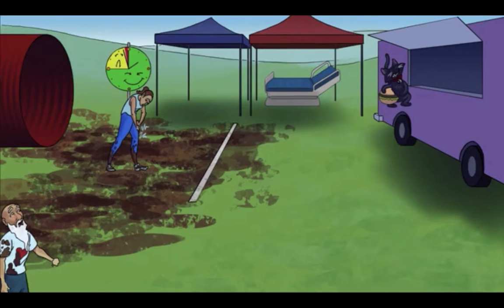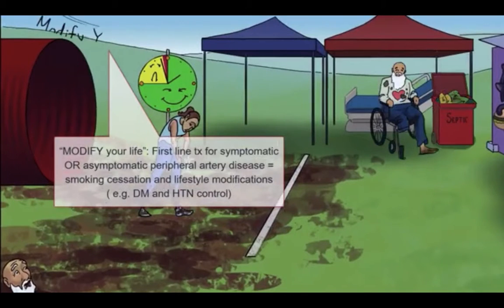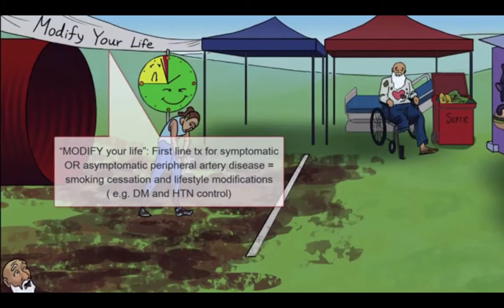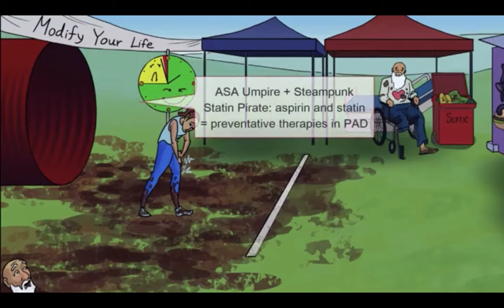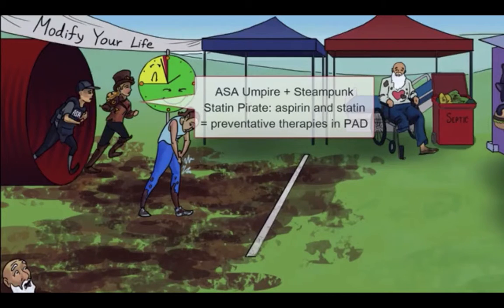What's next? Well, recall that the presence of peripheral artery disease, whether symptomatic or asymptomatic, is a risk factor for other cardiovascular disease. These patients are at greater risk of MI and stroke, and are in need of aggressive risk factor modification. That brings us to our first line of therapy for peripheral artery disease in symptomatic or asymptomatic patients: risk factor reduction and lifestyle modification. That means smoking cessation, exercise, and weight reduction, as well as strict control of diabetes and hypertension. Preventative therapies include antiplatelet therapy and lipid lowering therapy.